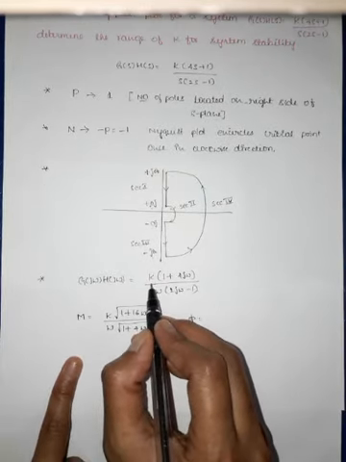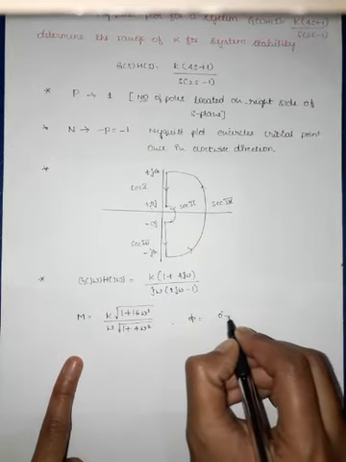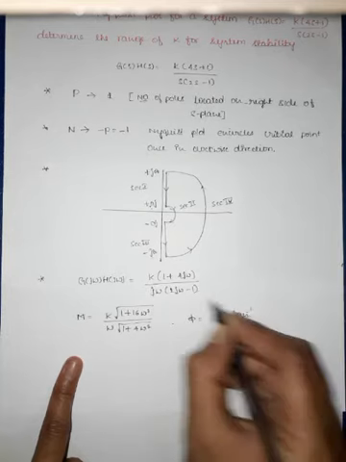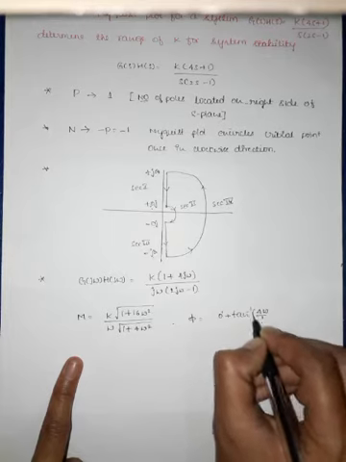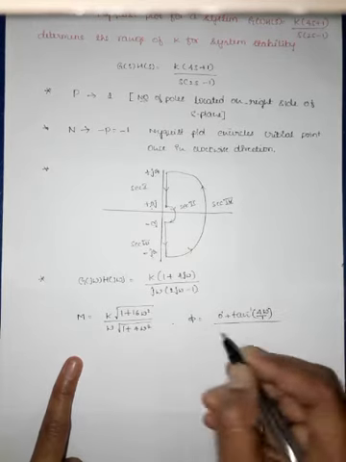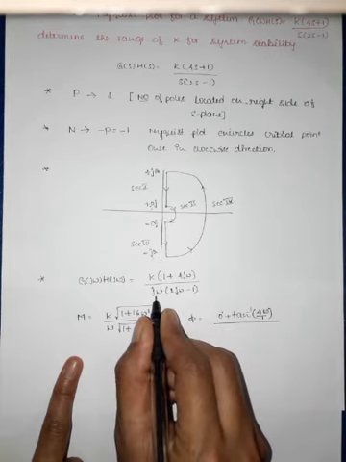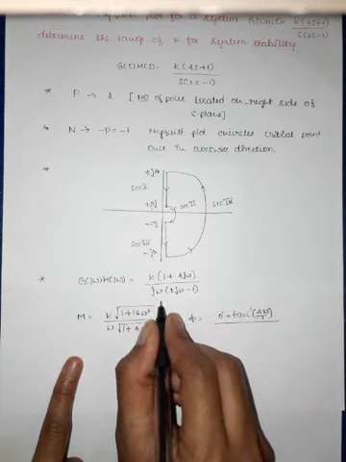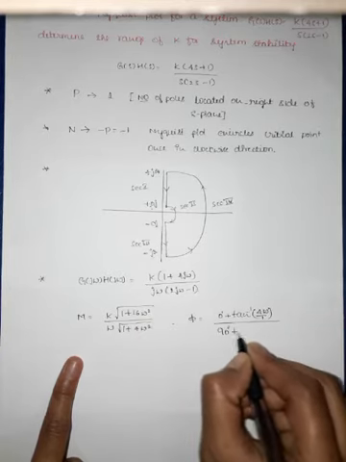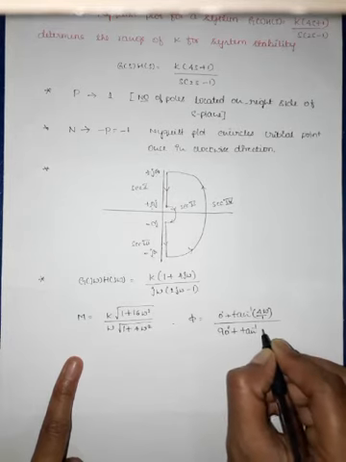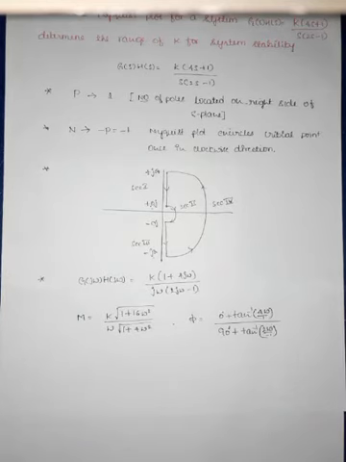The phase angle will be: for K, the imaginary part is 0, so the angle is 0, plus tan inverse of the imaginary part 4 omega divided by the real part 1. Then for the pole at the origin, tan inverse of omega by 0 is infinity, so we get minus 90 degrees, plus tan inverse of 2 omega by minus 1. This is the expression for the phase angle.